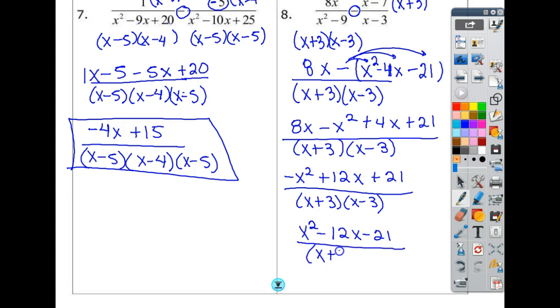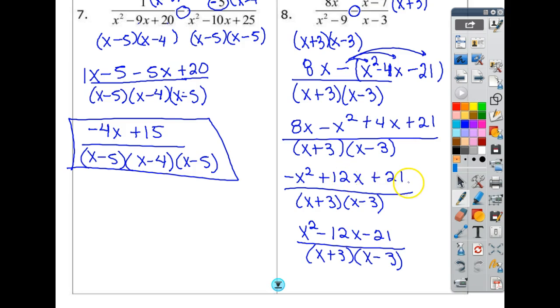But what is for sure the last step you need to check and see what's happening? What do we need to do here with either one of these numerators? We need to see what? If it factors, that's right. So, what multiplies to 21 that adds to 12? What are the multiples of 21? 7 and 3. Does 7 and 3 make 12?